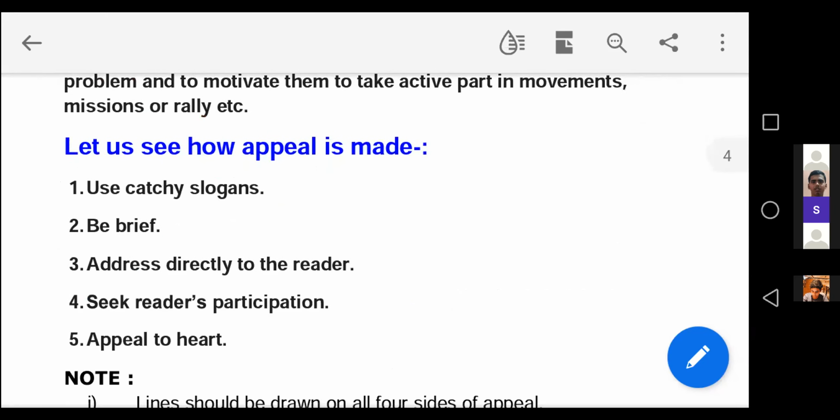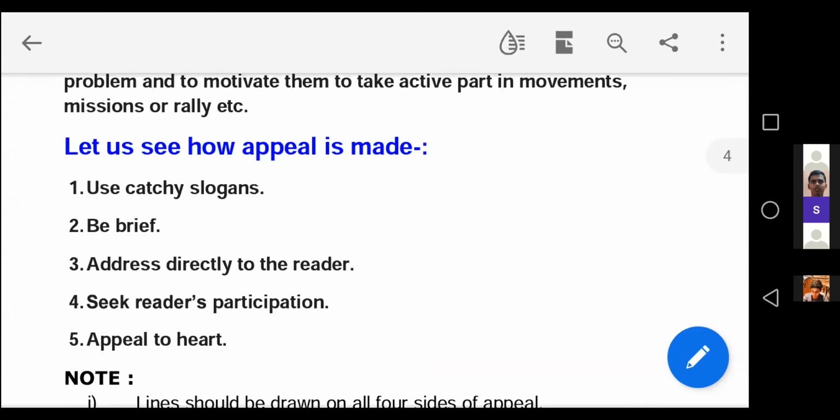You use catchy slogans. This writing skill actually tests your creativity, right? In case you're a creative person, then you can definitely get good marks in this. In fact, the majority of the students get good marks because we don't expect much content. Content is required, but to a limited extent. I'll just show you the sample. So be brief. You have to be to the point. Don't speak much.